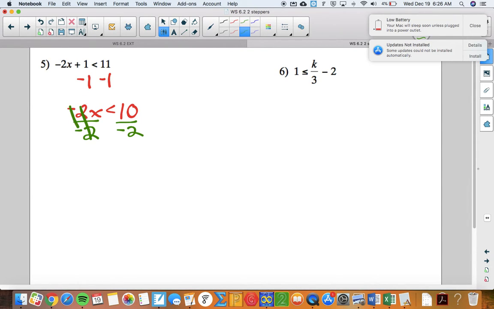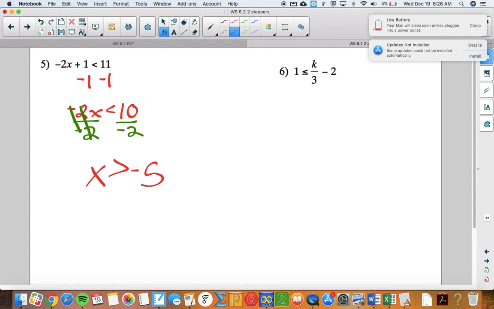The 2's cancel out, the negatives cancel out. So now I have x, and on the right side I have negative 5. But I need to flip the direction of the inequality. And when you realize that you're dividing by a negative, maybe that's the first thing you want to do before you bring other things down, because otherwise I might forget.